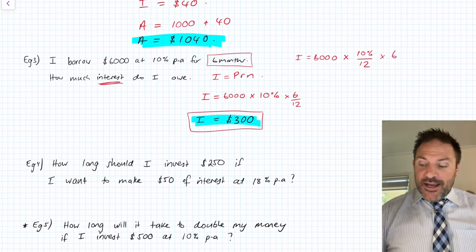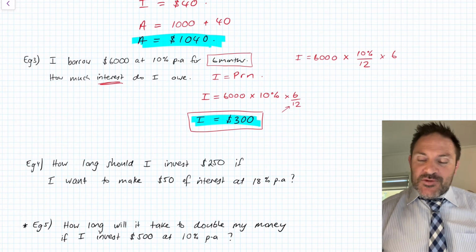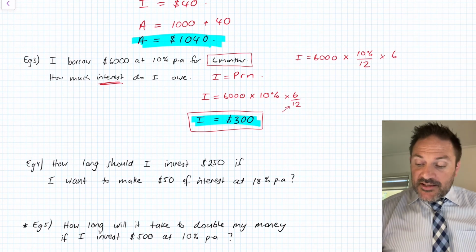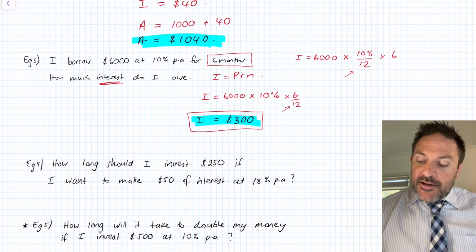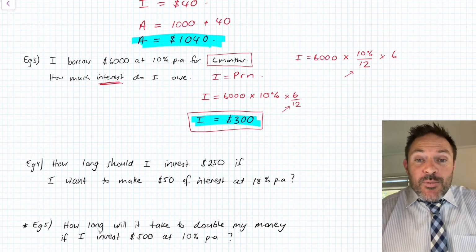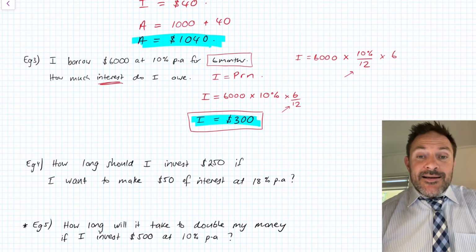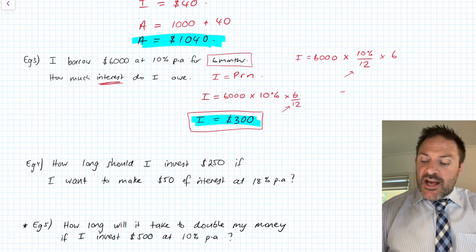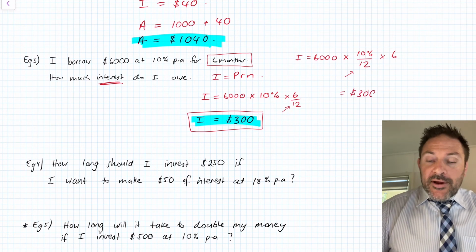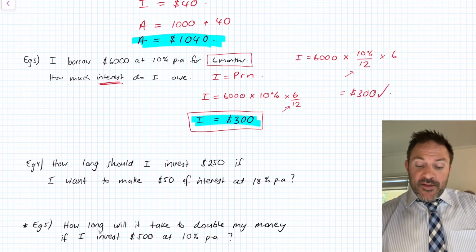And if you have a look at my working out, you can see the first way, which I kind of prefer, the 6 is over the 12. The second one, the 10% is over the 12. It doesn't actually matter which one is over 12, as long as it's there somewhere. But two different ways, you'll still get the answer of $300. Okay, hope that worked out well.